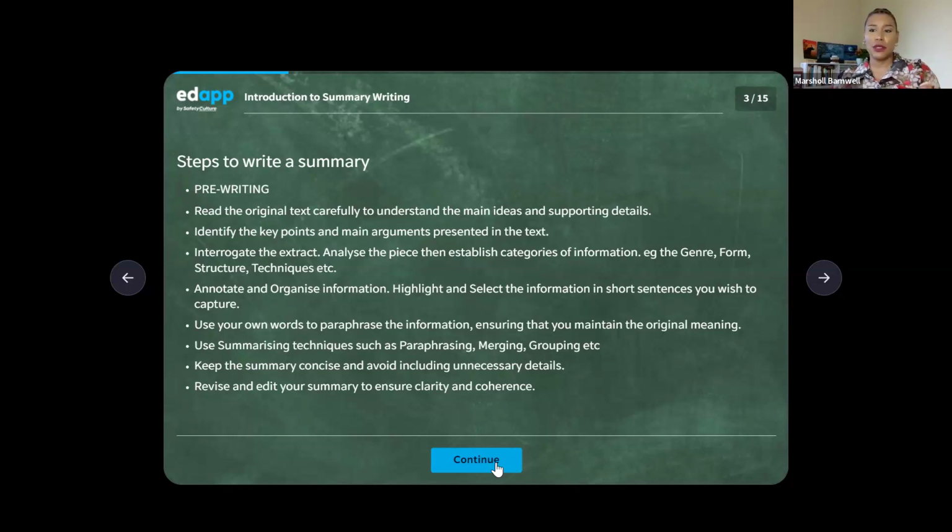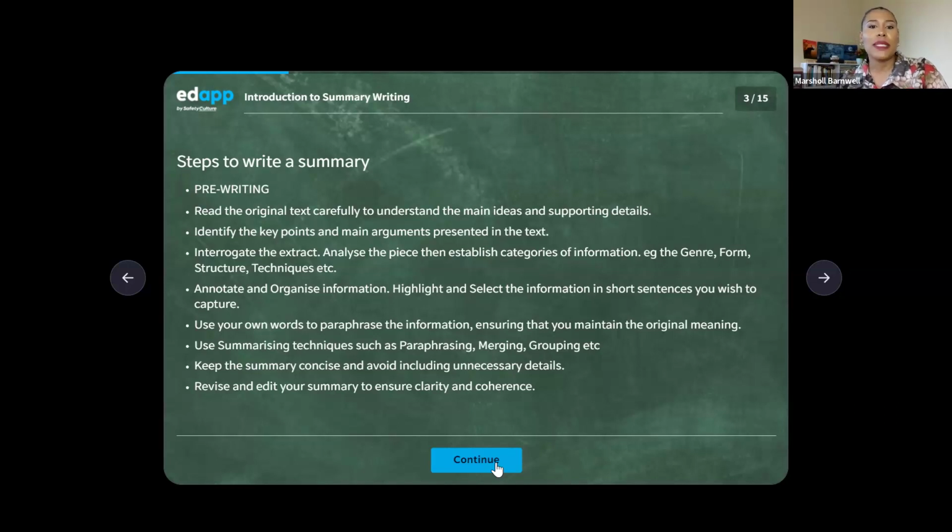It just really helps you to organize, categorize, fully brainstorm your information so you know what you're talking about before you actually begin the writing process, which is drafting. So in the pre-writing phase, you are to read the original text carefully to understand the main ideas and the supporting details. This is what we call reading for the gist of the piece, G-I-S-T, the gist.